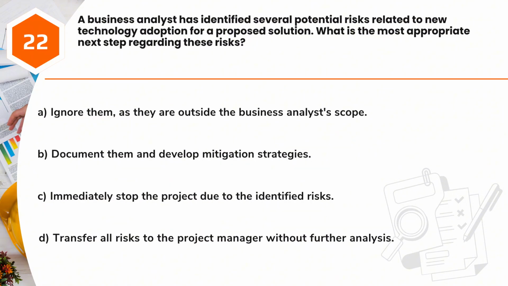Question 22. A business analyst has identified several potential risks related to new technology adoption for a proposed solution. What is the most appropriate next step regarding these risks? A. Ignore them, as they are outside the business analyst's scope. B. Document them and develop mitigation strategies. C. Immediately stop the project due to the identified risks. D. Transfer all risks to the project manager without further analysis.